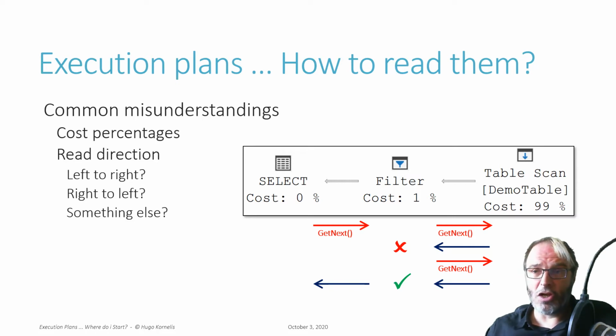And sometimes I just start in the middle with a section that looks suspicious. Where you start is not really relevant. How you read them is not relevant, but you need to understand the flow of control order, left to right, and the data flow order, right to left.